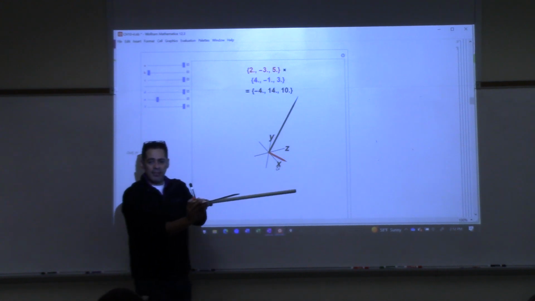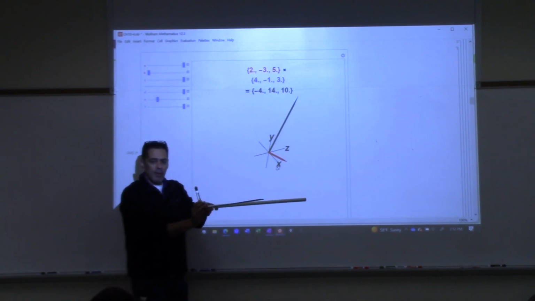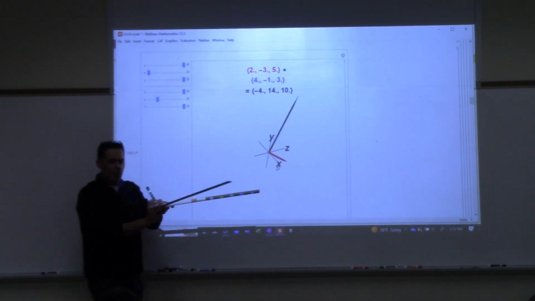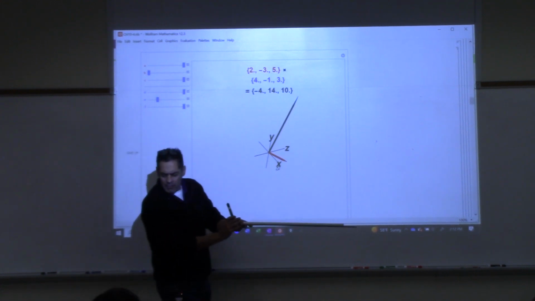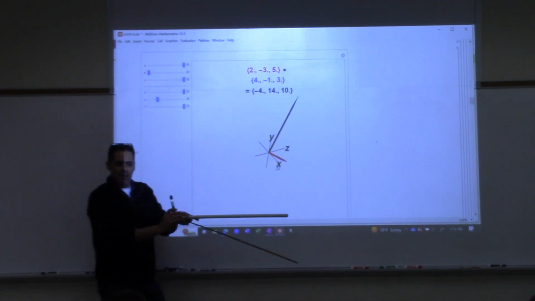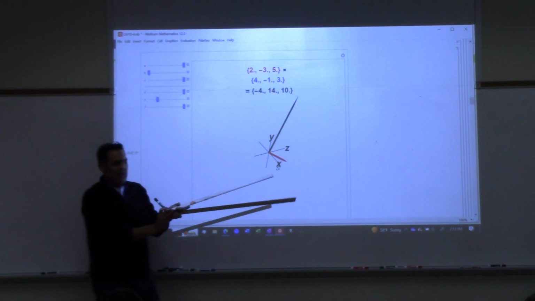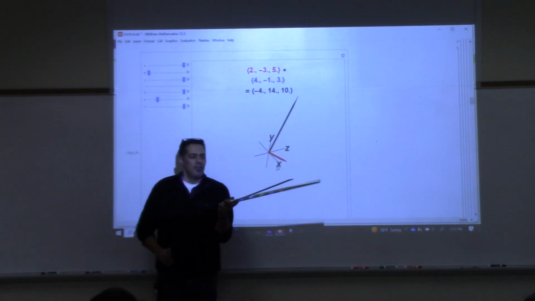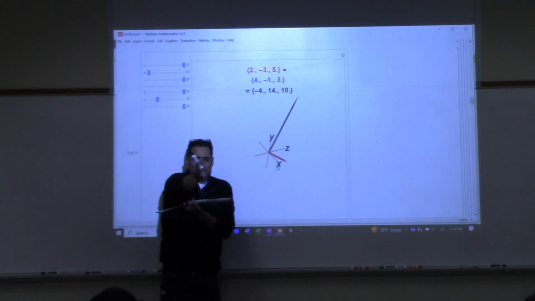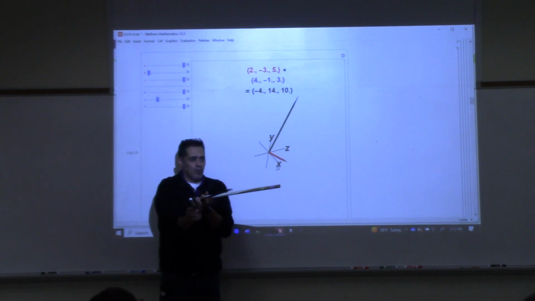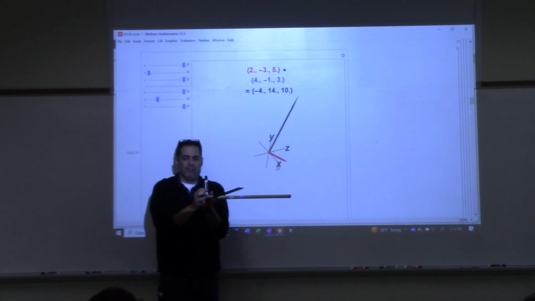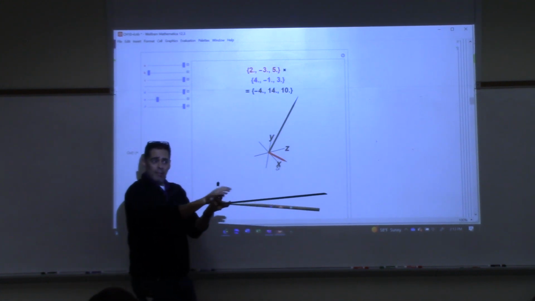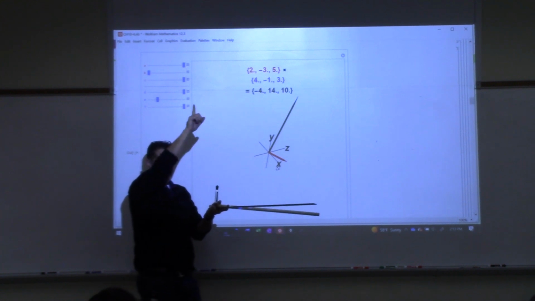Okay? Yes? Does the length mean anything to that? The length does mean something, yes. We'll figure out exactly what it means today. I don't know about today, but we will very soon find out what the length of that vector means. All right? So if I cross this vector with this vector, I use the right-hand rule, and my cross product comes out. It is orthogonal to both of these vectors, right?